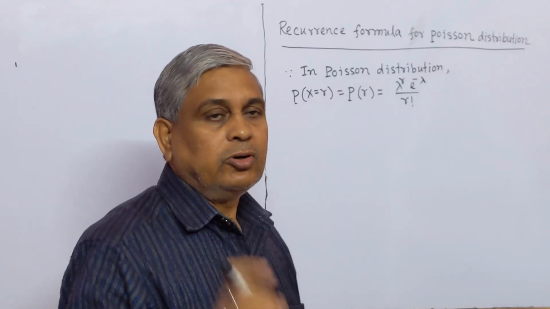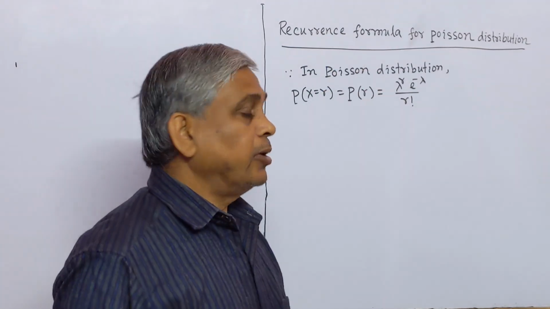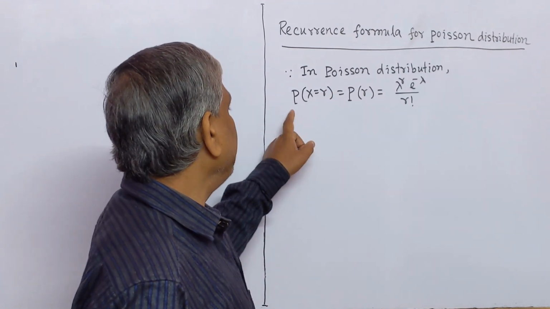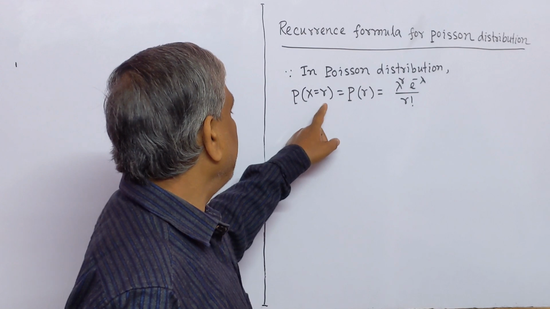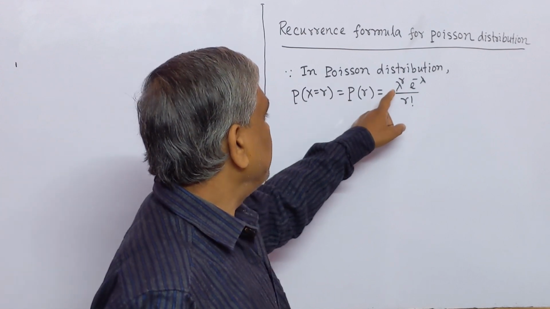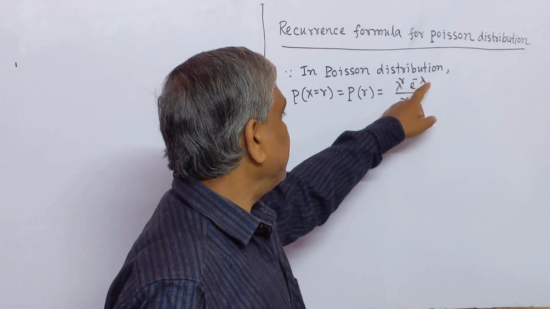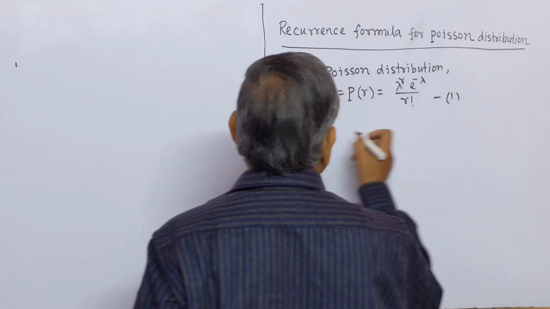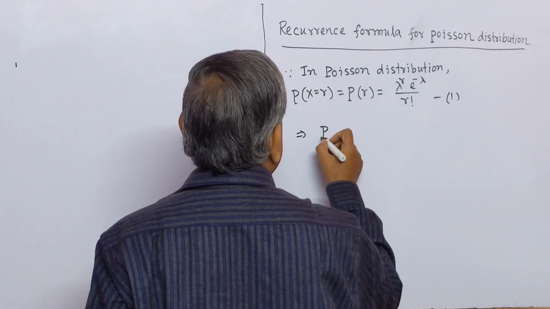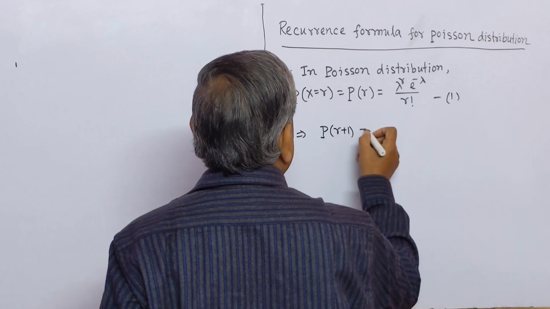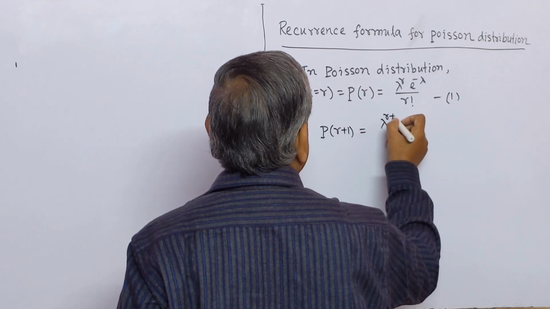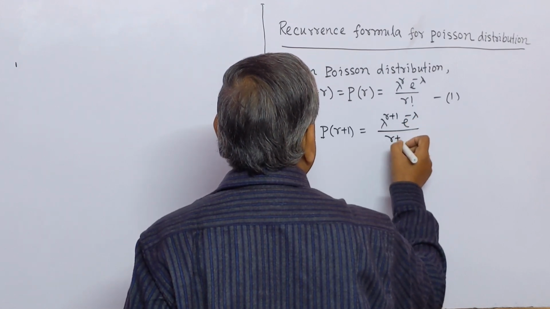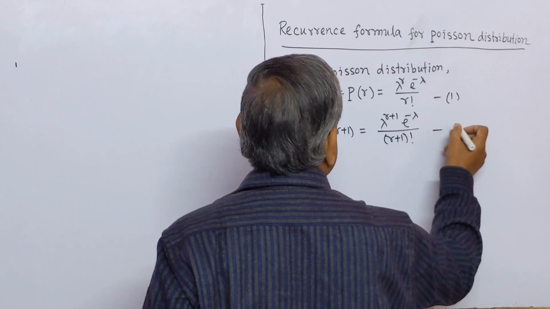Now we will show the recurrence formula for Poisson distribution. Since in Poisson distribution the probability for random variable X equal to r equals P(r) equals lambda to the power r e to the power minus lambda by factorial r. This is number 1. Implies that P(r+1) equals lambda to the power r plus 1 e to the power minus lambda by factorial r plus 1. This is number 2.